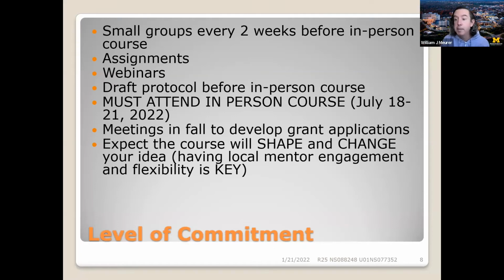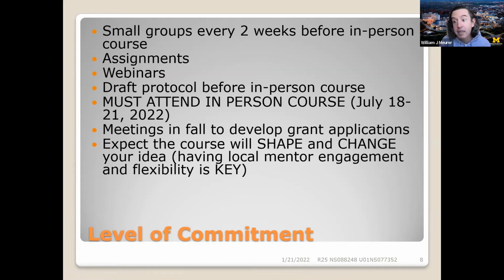We then go on pause through the rest of the summer usually, and then start to meet again in September to take what has been this great protocol you will have developed and then start to translate it into the form of a grant so that it can be used to get you the resources to actually enact that study.